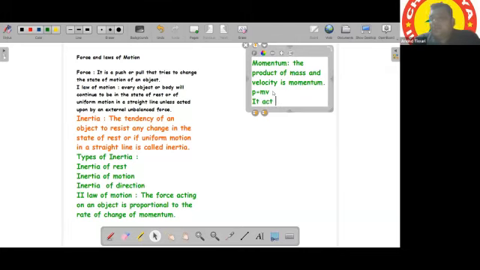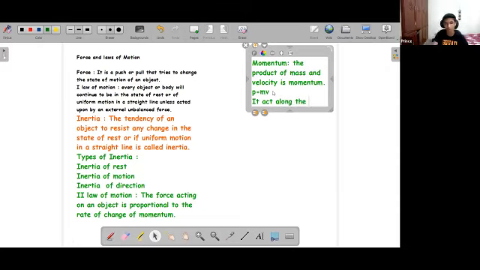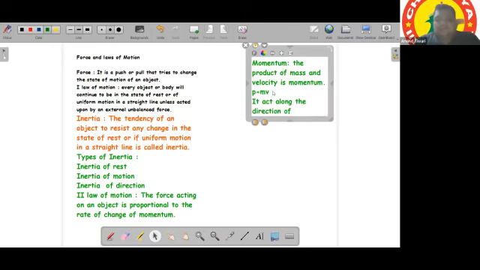Okay. So what is momentum? The product of mass and velocity is momentum, where we have the formula P is equal to mass times velocity. And what about mass? Is mass a scalar quantity or a vector quantity? Scalar. Yes, mass is a scalar quantity and momentum is a vector quantity. So whatever direction the velocity is, that is the direction you have the momentum. So momentum acts along the direction of velocity.